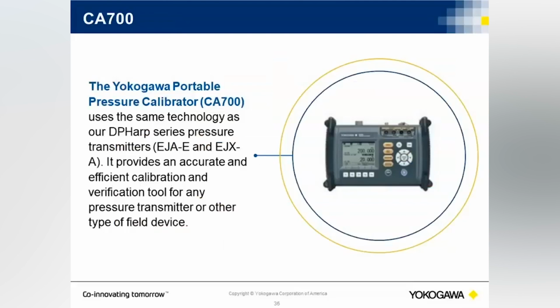So I'm going to conclude the discussion of calibration with some of the Yokogawa equipment available. One of these is the Yokogawa portable pressure calibrator, the CA700. This uses the same DPharp series sensors as our EJA and EJX series transmitters. It is fully battery powered, and it is 0.01% of reading for pressure accuracy.